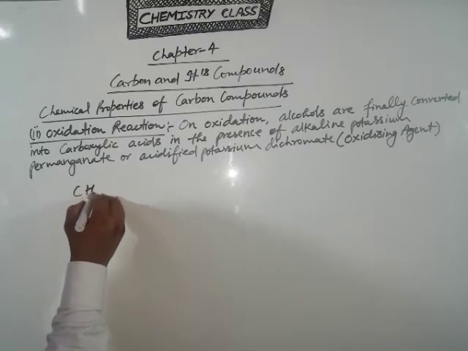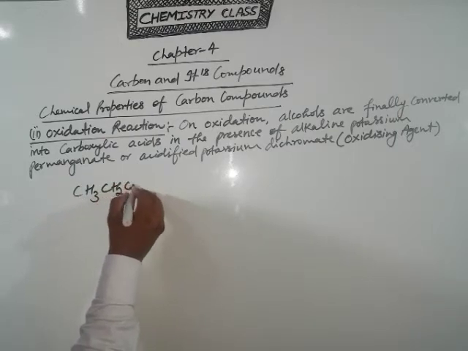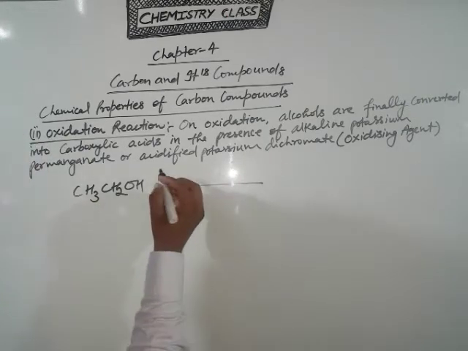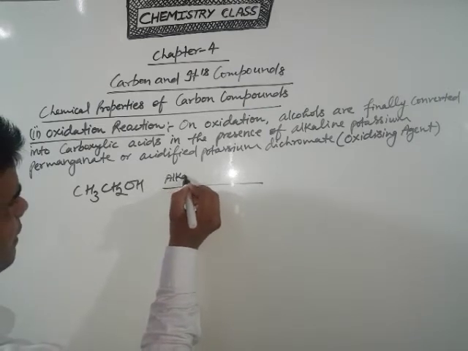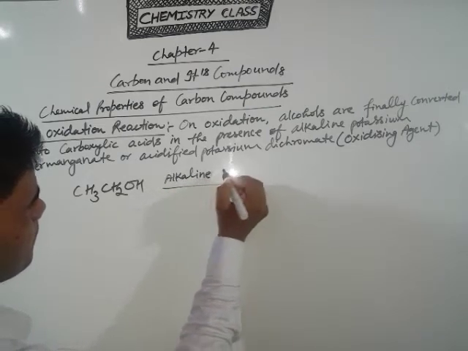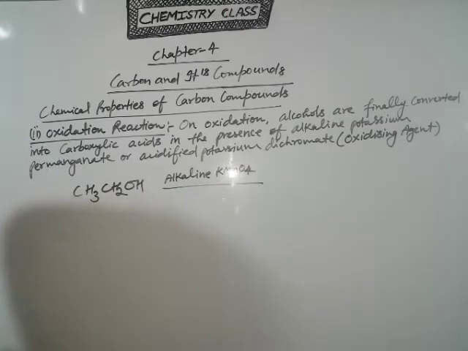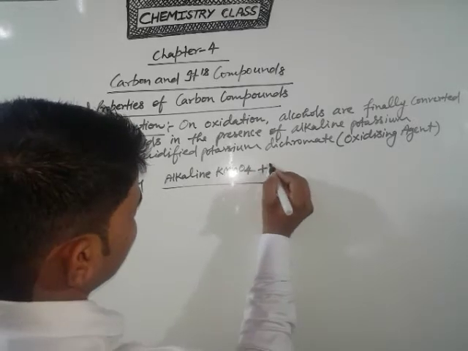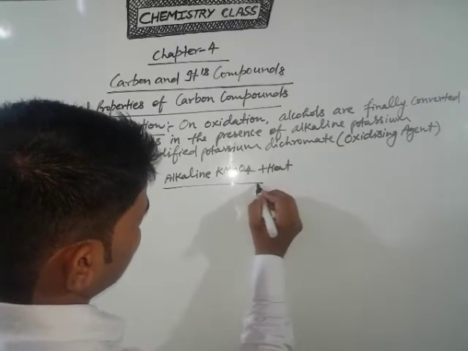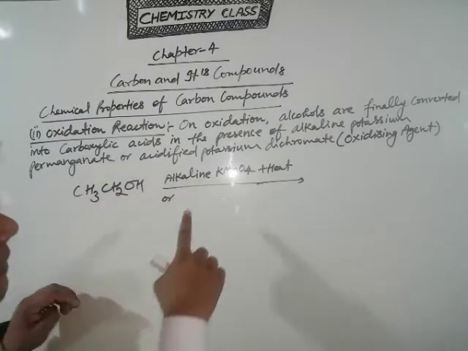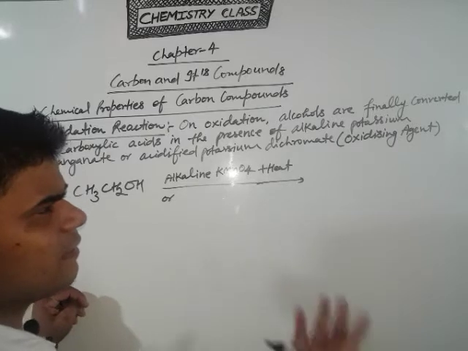So I am taking the example here, alcohol CH3CH2OH. This is the alcohol derivative. The first condition is alkaline, and the potassium permanganate formula is KMnO4. Clear? And some heat is also required for this reaction. If you write alkaline KMnO4 and heat, that's enough.